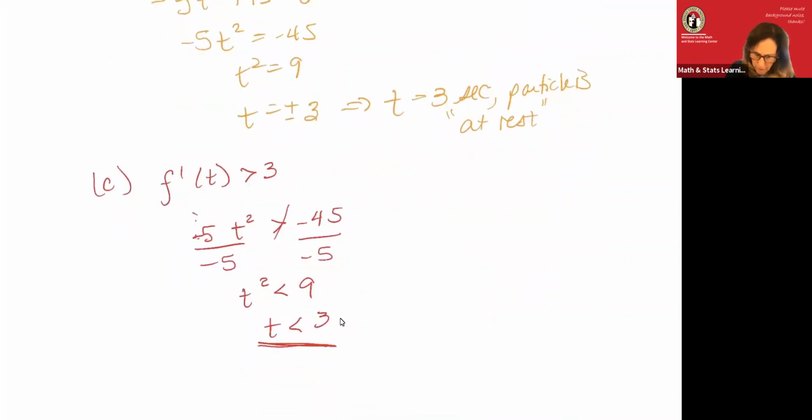In interval notation, remember that t is greater than or equal to 0. So we're going to have an inclusive left bracket and only an open bracket on the right, because at t equal to 3, it was at rest. Hope that helps.